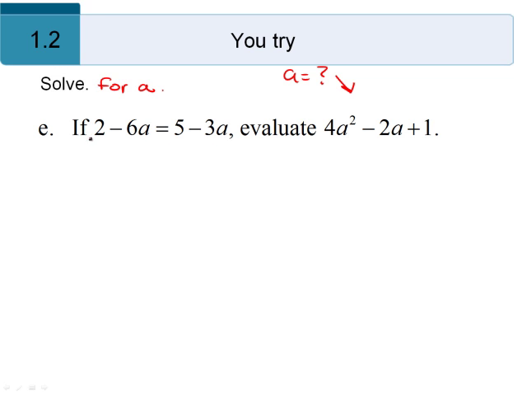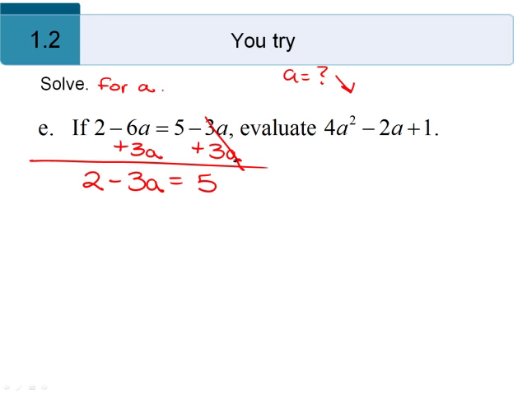So we're going to start with this equation over here, 2 minus 6a equals 5 minus 3a. Again, I'm going to get rid of the variable term on the right and move it to the left. So I have 2 comes down, negative 6 plus 3 would be negative 3a equals 5, and the 3a's are gone. Now I need to get rid of the constant. I'm going to move the 2.